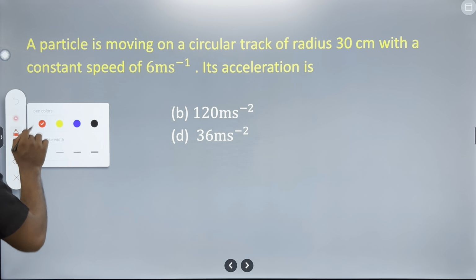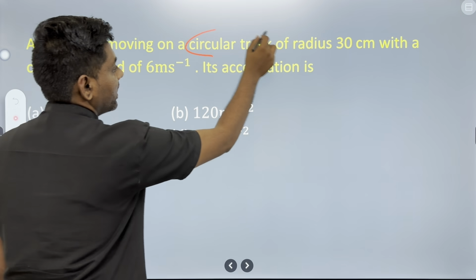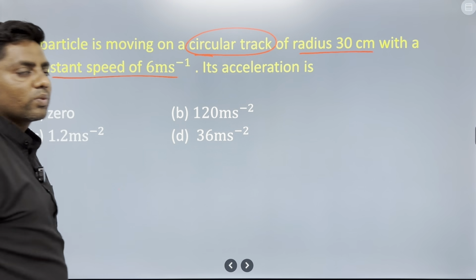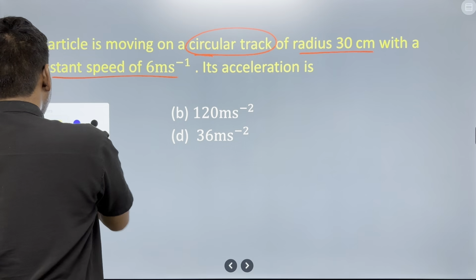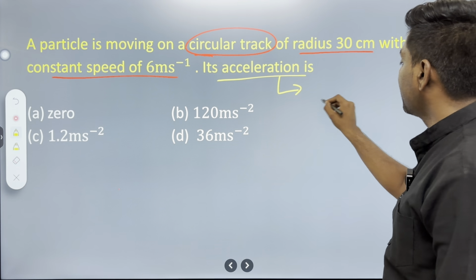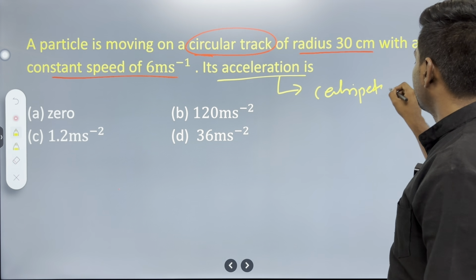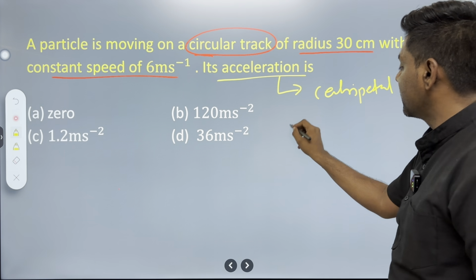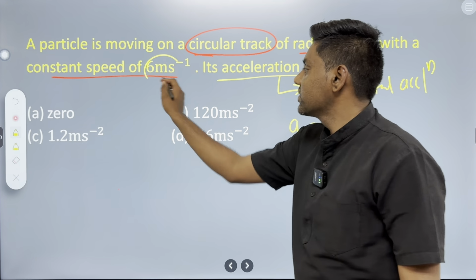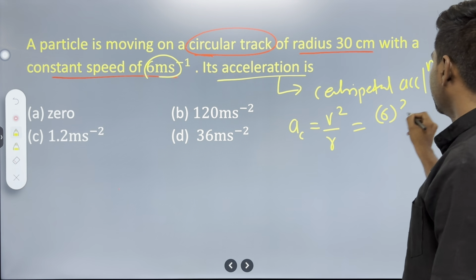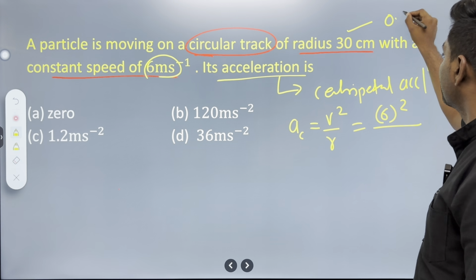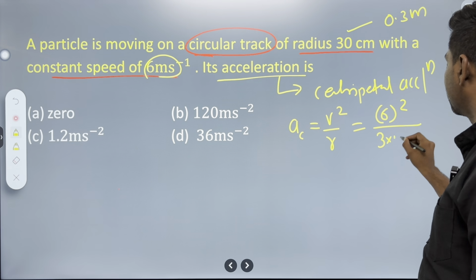Next example: a particle is moving on a circular track, radius is given, with constant speed given, then we have to calculate the acceleration. If a particle is revolving in a circular track, then definitely who is responsible for that circular motion? That is centripetal acceleration. And what is the formula of centripetal acceleration? As we know, the formula is v squared upon r. And they have given the speed, 6 meters per second, so 6 squared divided by the radius, which is given as 30 centimeters. We have to convert it in terms of meters, so it becomes 0.3 meter. We can also write it as 3 into 10^-1.